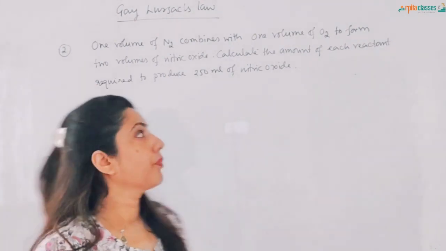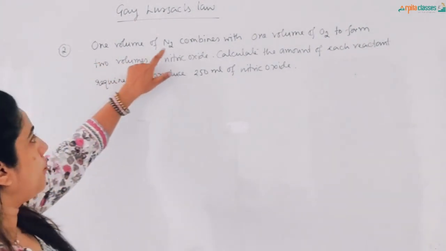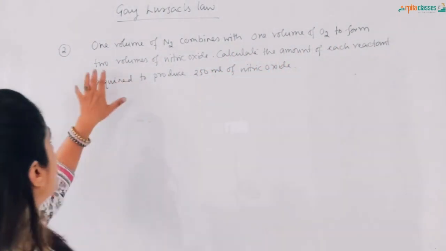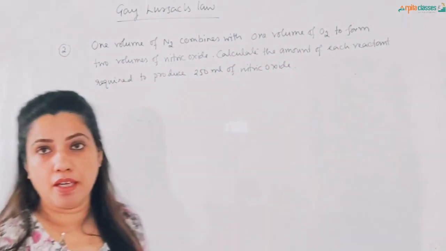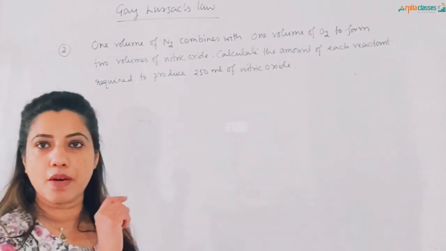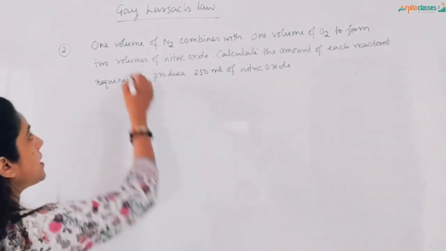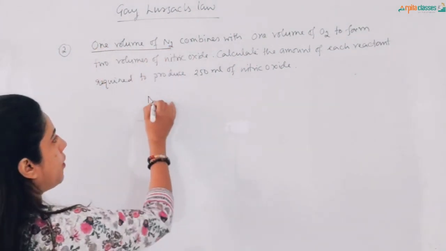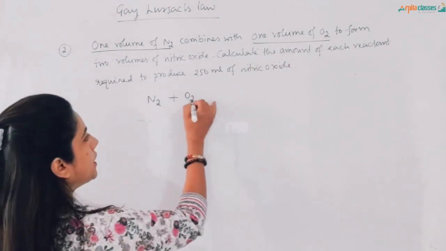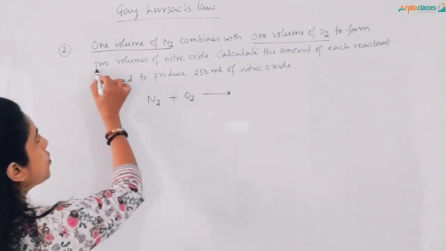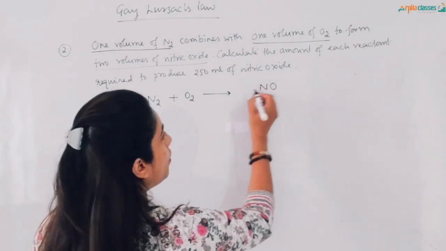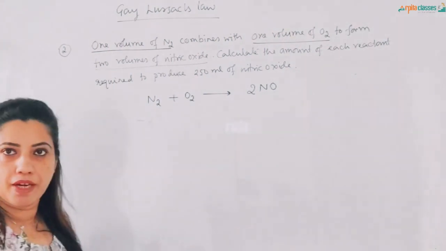Now the second sum, it is saying that 1 volume of nitrogen combines with 1 volume of oxygen to form 2 volumes of nitric oxide. So basically here they have already given you the balanced chemical equation. You just have to write it in a proper manner. So take 1 volume of nitrogen, and 1 volume of oxygen, and it is producing 2 volumes of nitric oxide. The formula for nitric oxide is NO.